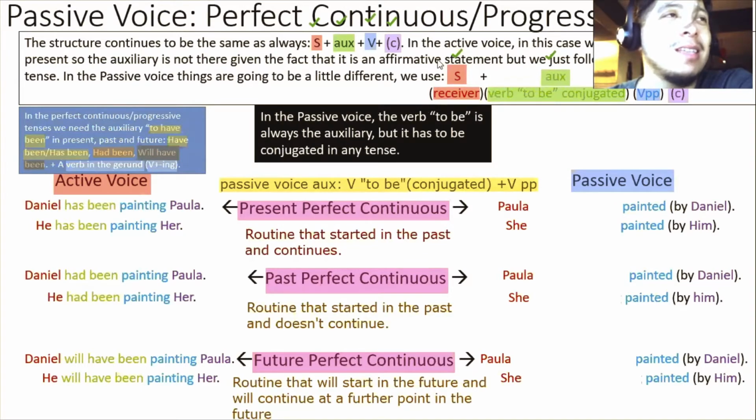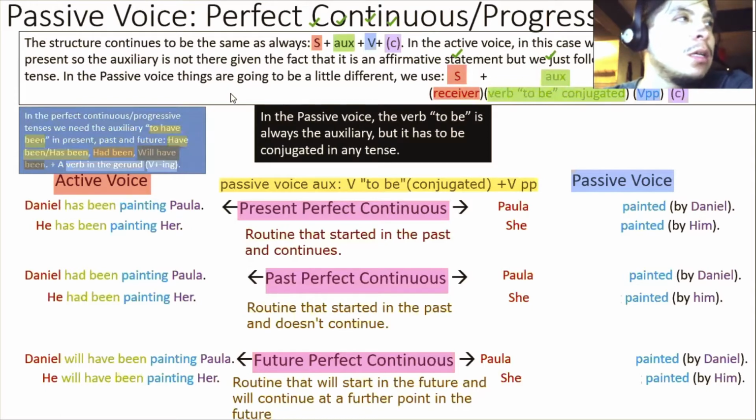The only difference is that, well, the receiver of the sentence, the receiver of the action of the verb, will be the subject. The auxiliary will be the verb to be conjugated to any time tense. The verb is always in the past participle, and the complement, well, it is always optional, but we have something called the agent, which is the doer of the action, and we can use it as a complement in the passive voice. Again, today we're going to be speaking about continuous forms, or perfect continuous forms.